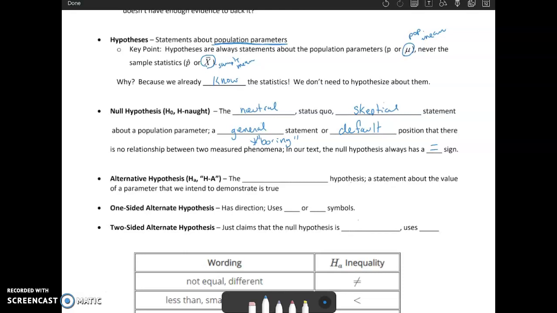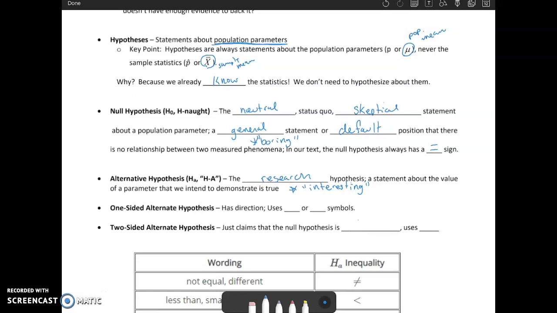Then you have your alternative hypothesis. That's H sub A, or simply called HA. This is the research hypothesis. This is a statement about the value of the parameter that you intend to try to demonstrate is true. I assign the word interesting to this HA hypothesis because this is one we're trying to show is true. This is the other side. This is saying, no, everything is not as it always has been. Something interesting is going on here. There has been a change, or it's not what we always thought it was.